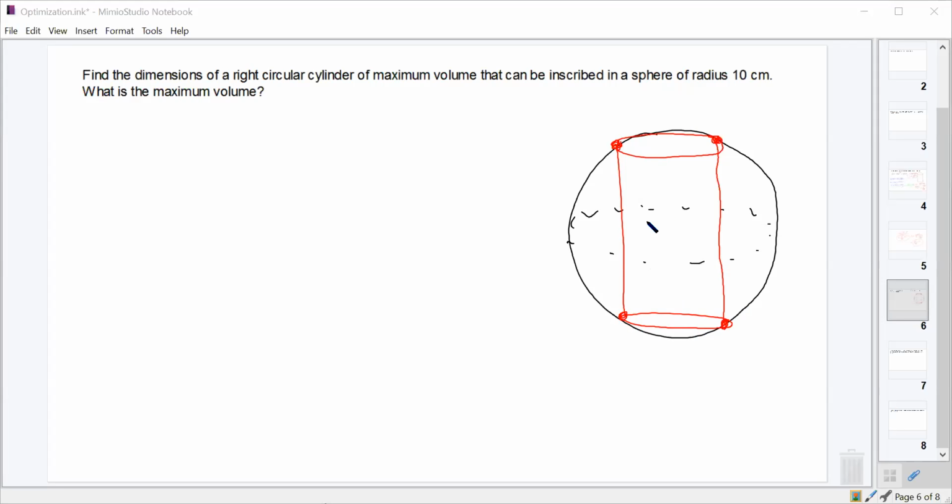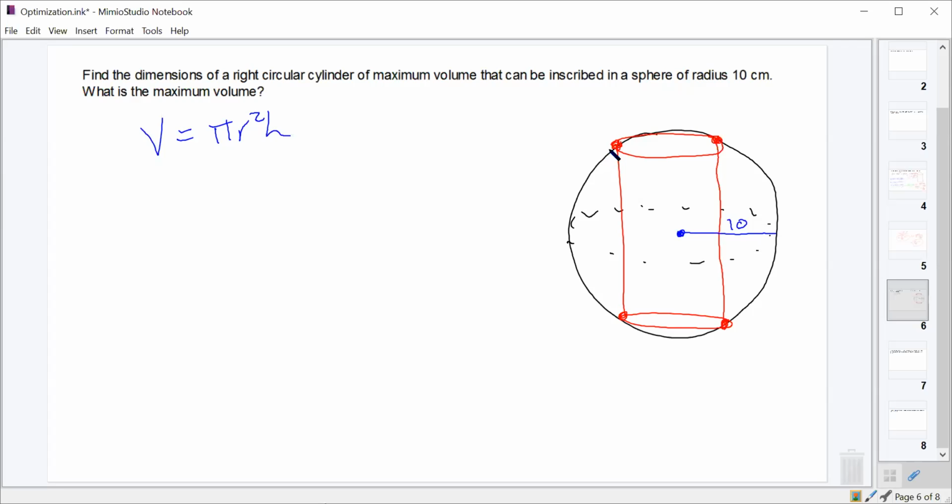So all we know in here is that the sphere itself has a radius of 10. Other than that, we don't really know anything. So any thoughts on how we can find the maximum volume of this cylinder? Probably we'll start with the volume formula, which is pi r squared h, right? And we'll note that there's a problem with volume being pi r squared h. What's that problem? Two variables. Yeah, two variables again. So we have to find a way to relate r and h to each other. And so how are we going to do that? Any thoughts on that?